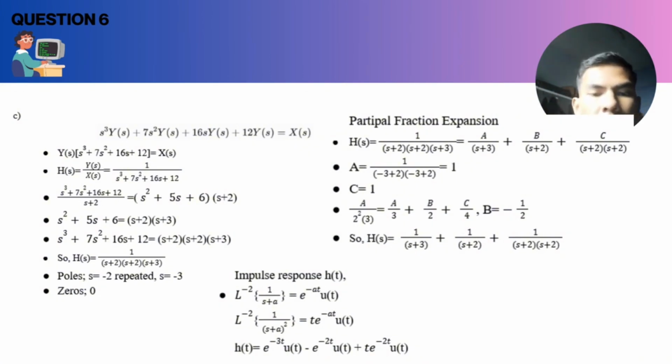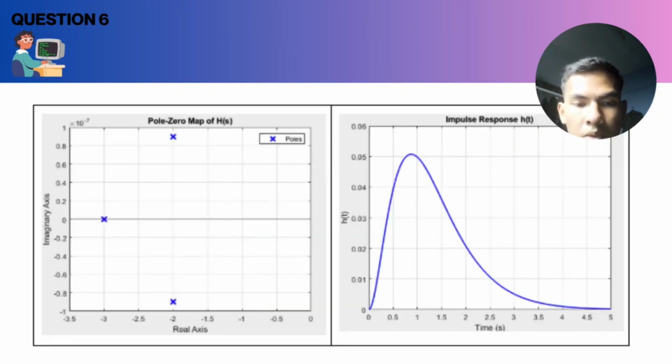Finally, using the inverse Laplace transform pairs, the impulse response is h(t) equals e to the power of minus 3t u(t) minus e to the power of minus 2t u(t) plus t e to the power of minus 2t u(t). The pole-zero map confirms all poles in the left half plane, and the impulse response plot shows the system decaying to 0 over time, confirming stability.